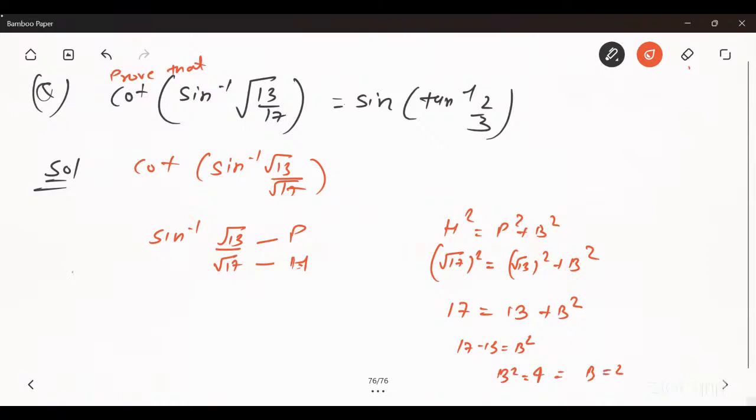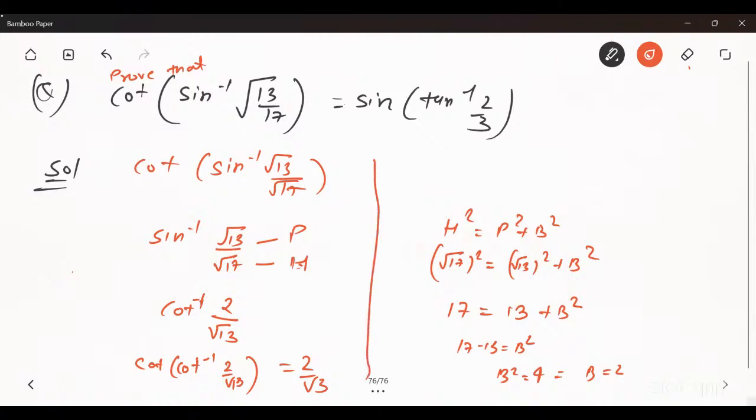So cot is equal to base upon perpendicular. Base is 2 and perpendicular is root 13. So in place of sine inverse root 13 upon 17, we can write cot inverse 2 upon root 13. So cot of cot inverse 2 upon root 13 is equal to 2 upon root 13. So that was our LHS.